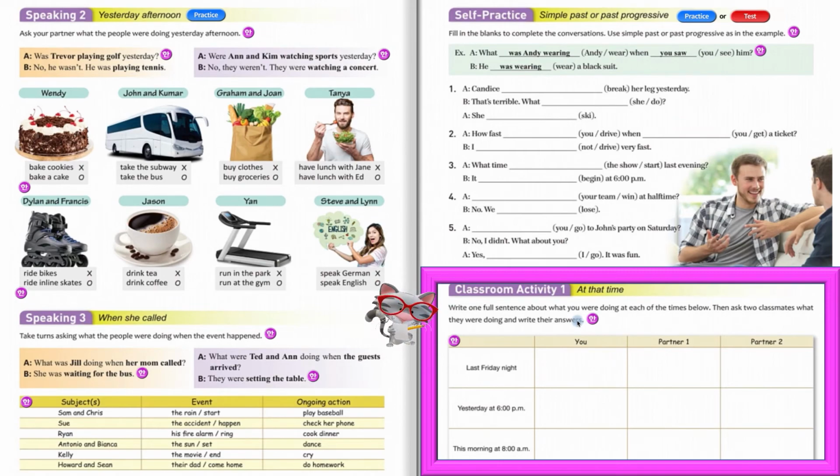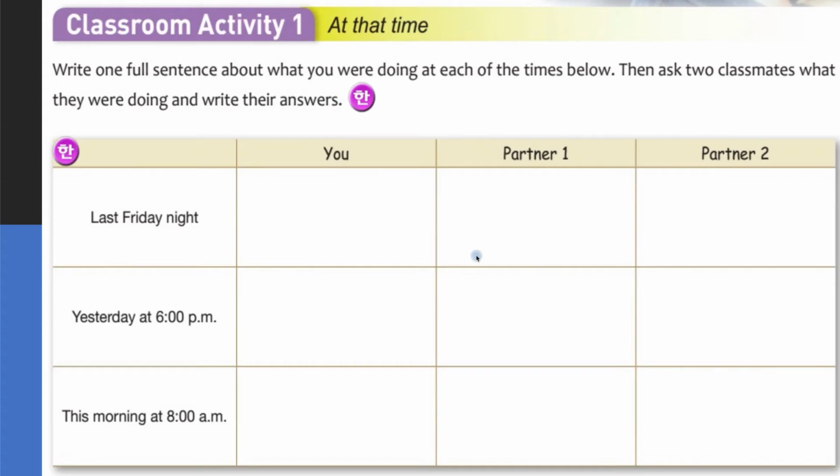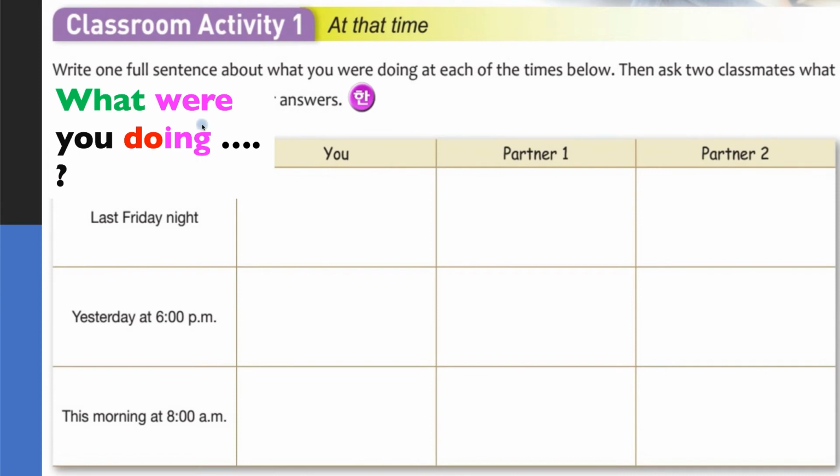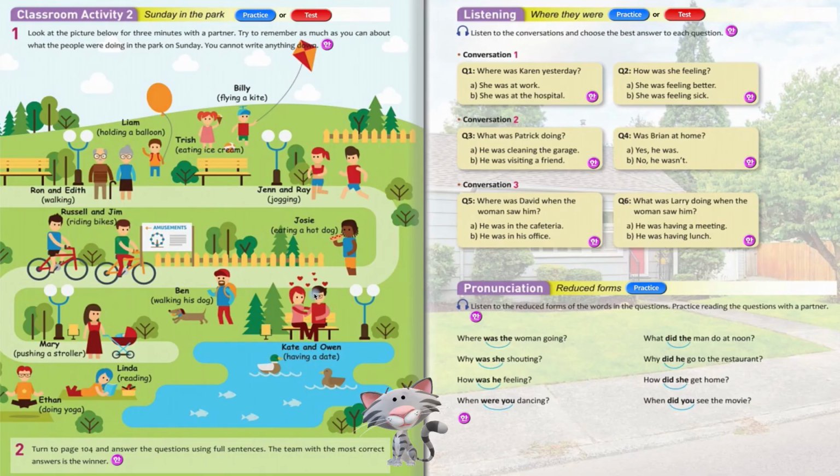Classroom activity, well, we saved that one for the class, but we'll give some examples. So you say, what were you doing last Friday night? And you might say, I was studying German. I was studying mathematics. Of course. What were you doing yesterday at 6 p.m? I was having dinner with my friend. And what were you doing this morning at 8 a.m? I was having breakfast. I was sleeping. I was getting ready to work. Oh, lucky people who were sleeping this morning.